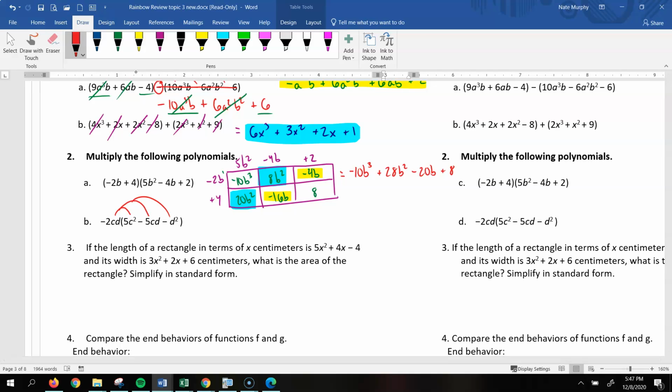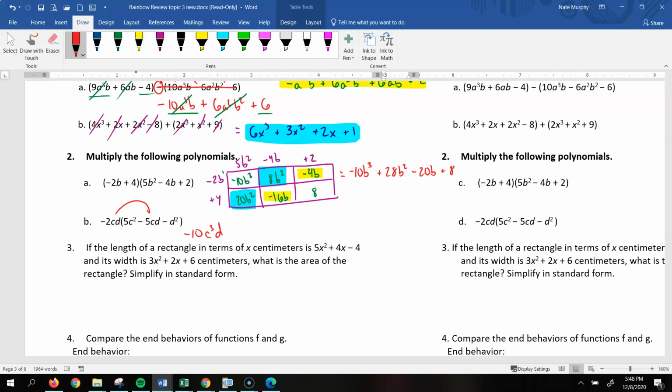So negative 2 times 5 would be negative 10. Now I have c times c squared, so that would be c cubed. The d, there's nothing to multiply it by in that first term. So it just stays d.